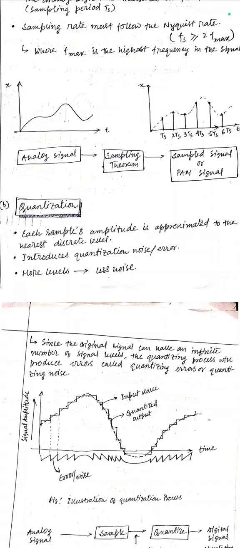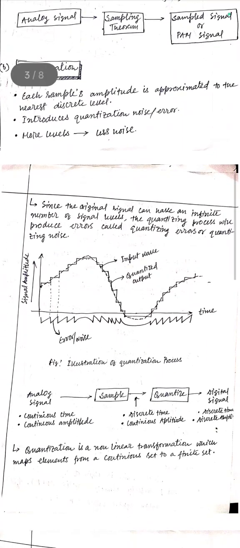Each sample amplitude is approximated to the nearest discrete level. Quantization introduces quantization noise or error, and in quantization more levels means less noise. Since the original signal can have an infinite number of signal levels, the quantizing process will produce errors called quantizing errors or quantizing noise. There is a diagram of the quantization process.